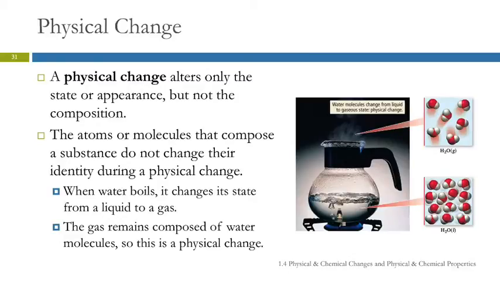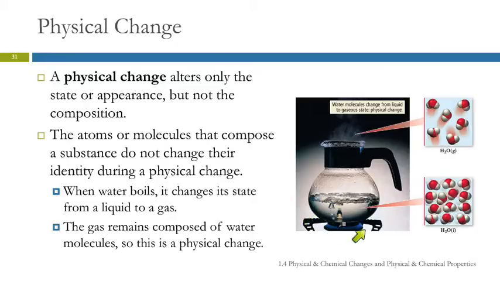Physical change. We're going to talk about physical change and chemical change. So what we mean by a physical change is that it may alter the state, solid, liquid, or gas. It may alter the appearance, but it's not going to affect the individual molecules or atoms that the substance is composed of. So the example given here is boiling water.